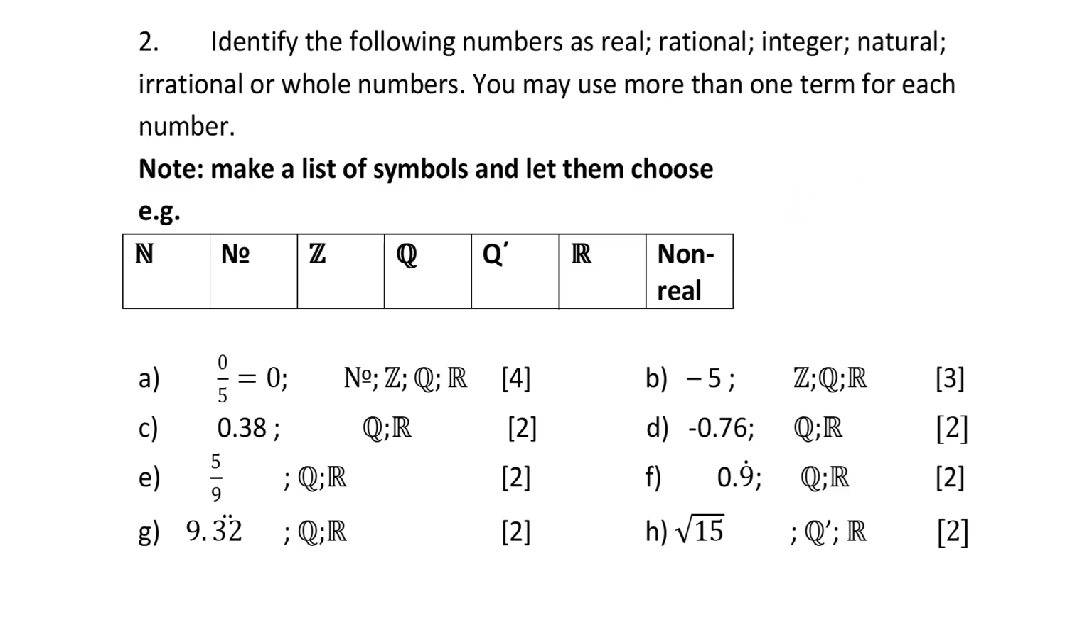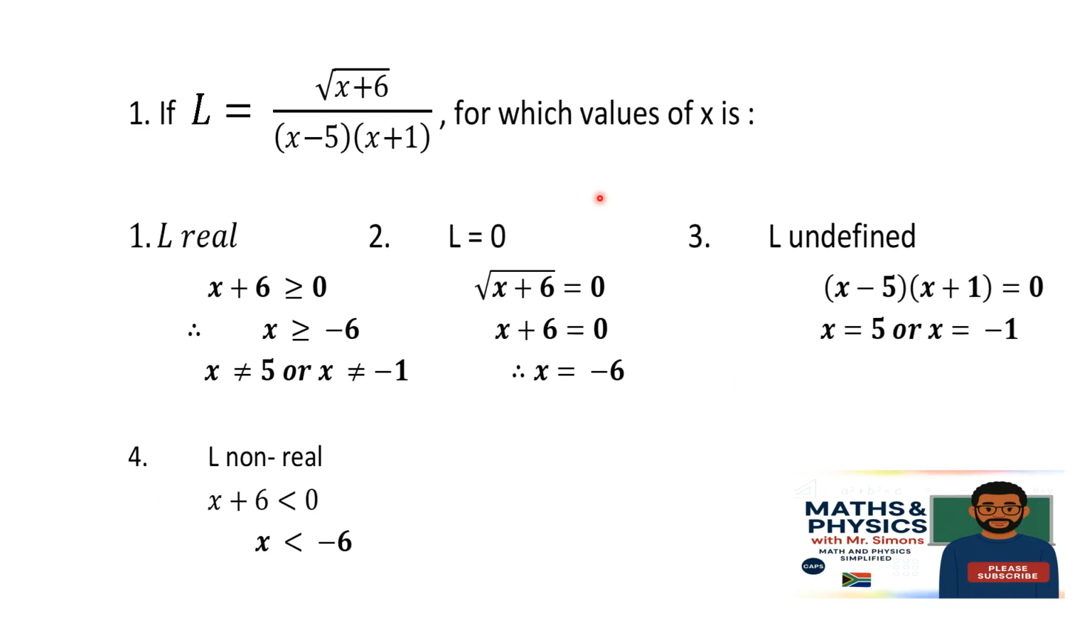Then we have where we're going to give you an expression and you have to answer questions from the expression. So let's look at the third variation. If L equals the square root of x plus 6 over (x minus 5)(x plus 1), for which values of x is L real, L equal to 0, undefined or non-real?